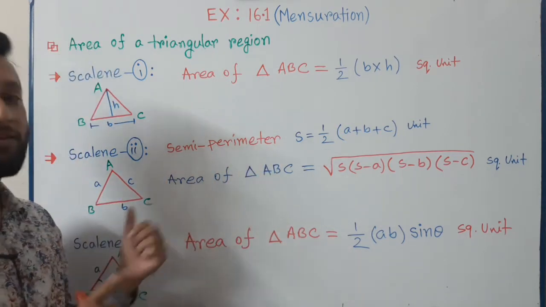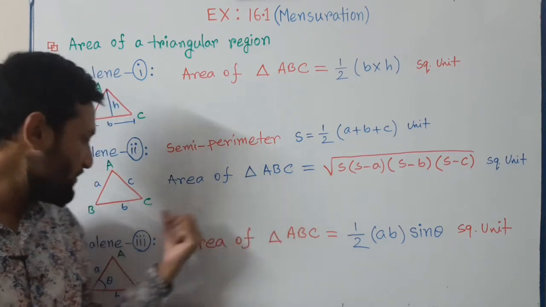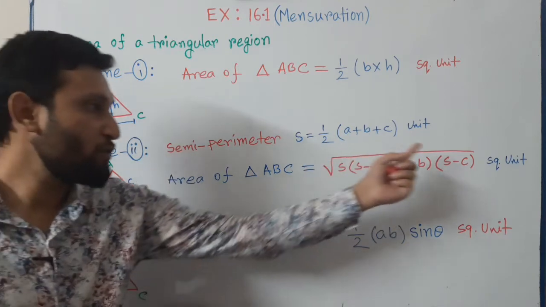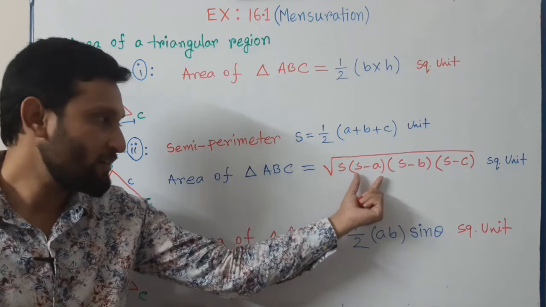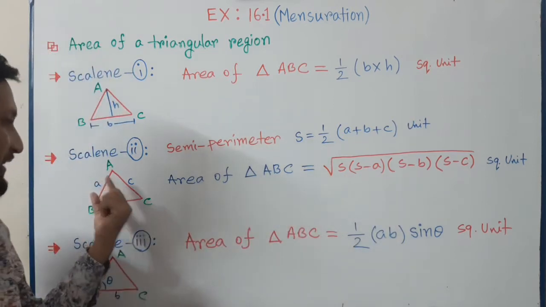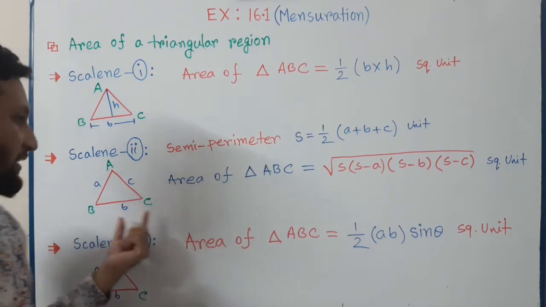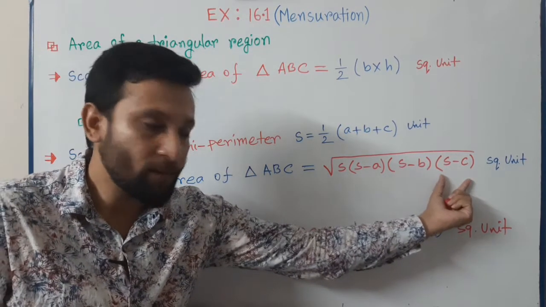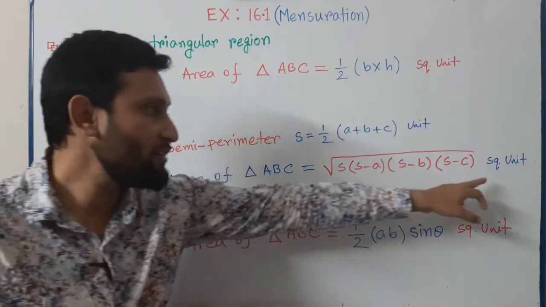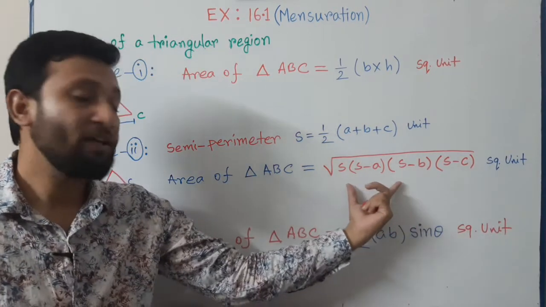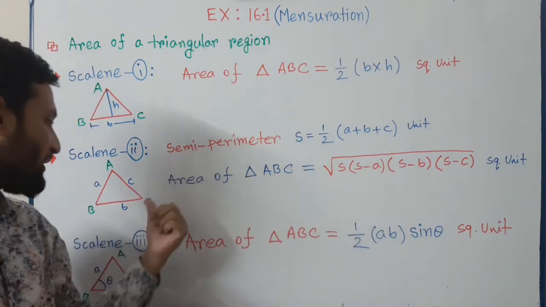So by using these three side lengths and the semi perimeter, we can easily find the area of this type of scalene triangle. The area of triangle ABC equals the square root of S, the semi perimeter, into S minus A, that means S minus the first side length, into S minus B, S minus the second side length, into S minus C, that means S minus the third side length, in square units. So this is the area of the second type of scalene triangle if three side lengths are given.